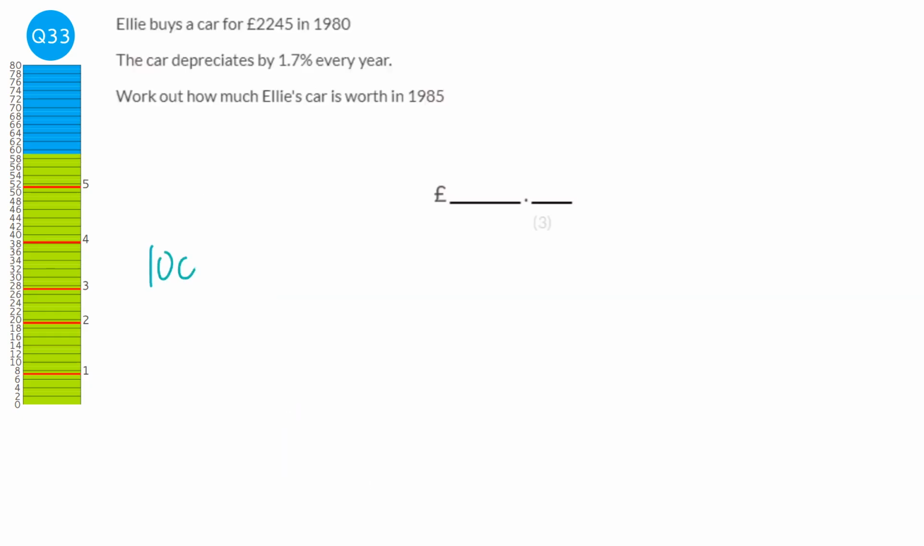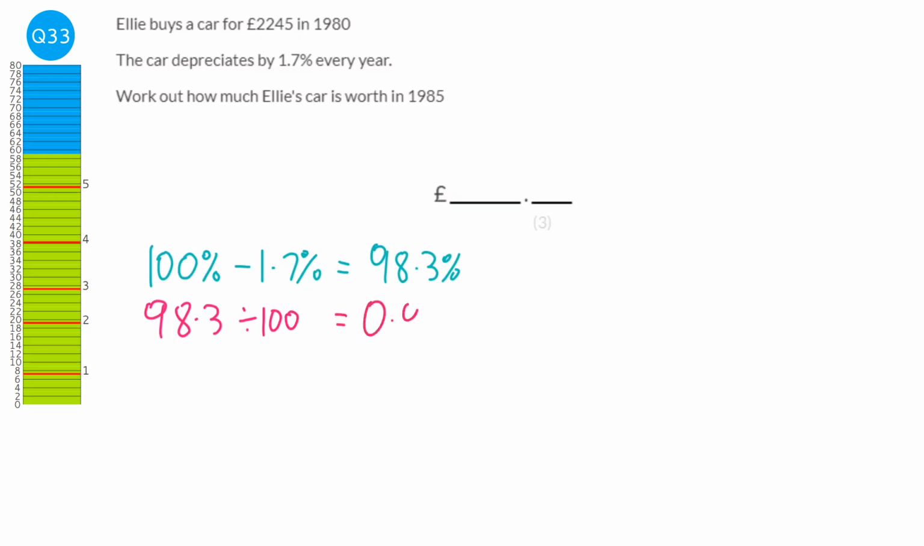So we're going to start off with 100%. And it says that the card depreciates. That means goes down by, so it goes down by 1.7% every year. So we do 100 take away 1.7, which is 98.3, and that's percent. And we want that as a decimal, or as a multiplier we call it. And so we just divide it by 100 to make it into a decimal, 0.983. And that's our multiplier. And the beautiful thing about a multiplier is we just need the amount of years. Well, it says from 1980 to 1985, so that's going to be 5 years.